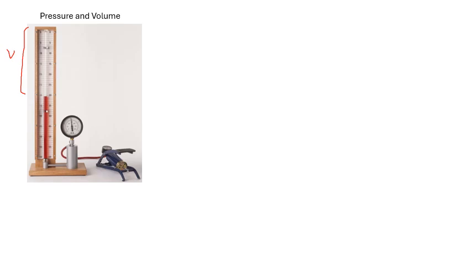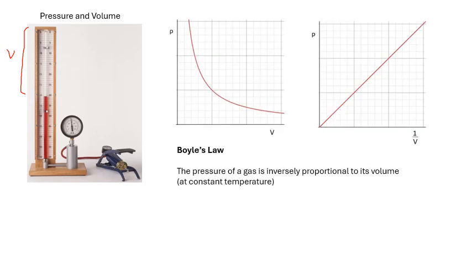And basically, pressure against volume gives you something that looks like an inverse relationship. To test that, you plot pressure against 1 over volume and you get a straight line. And so we get Boyle's law. Boyle's law says the pressure of a gas is inversely proportional to its volume at constant temperature.